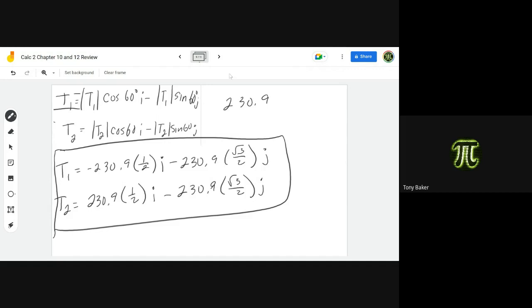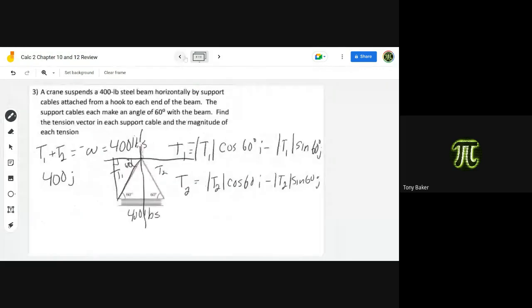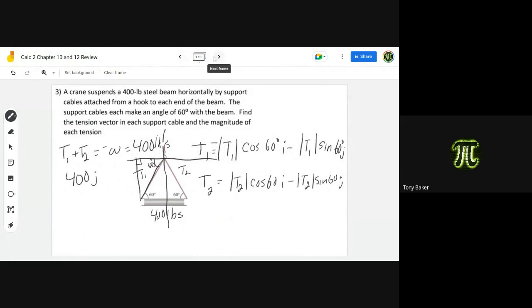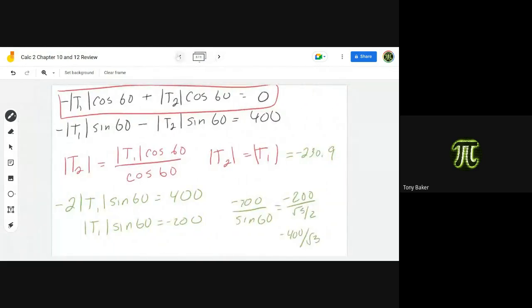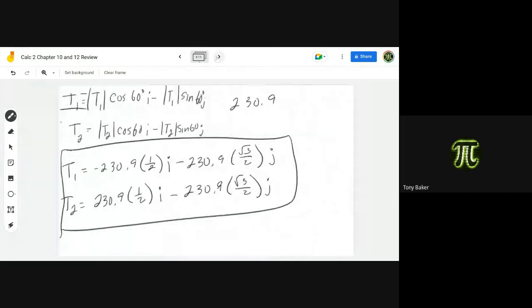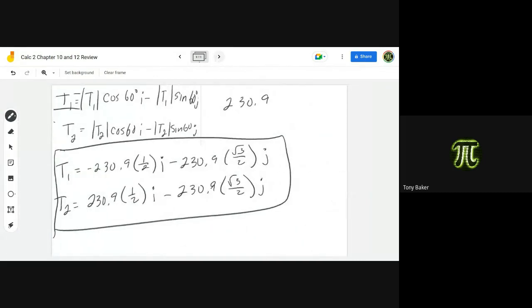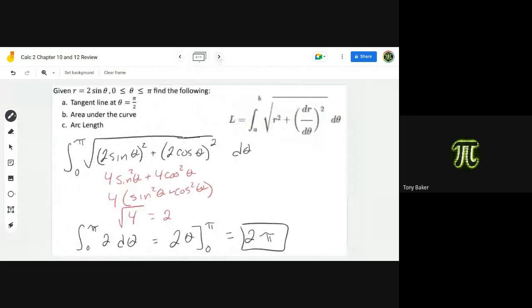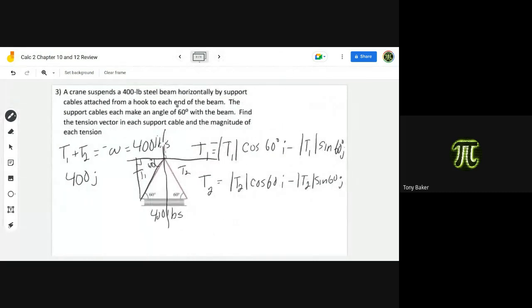Nothing drastically different on that problem on the actual test. I have done that in the past, actually, but not this time. I made a slight change to the number of the problem. So instead of 400 pounds, it's a different weight. The rest of the stuff basically stays the same.